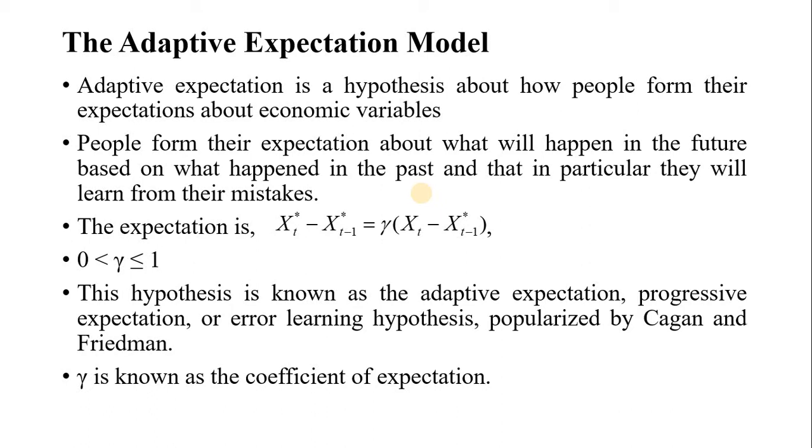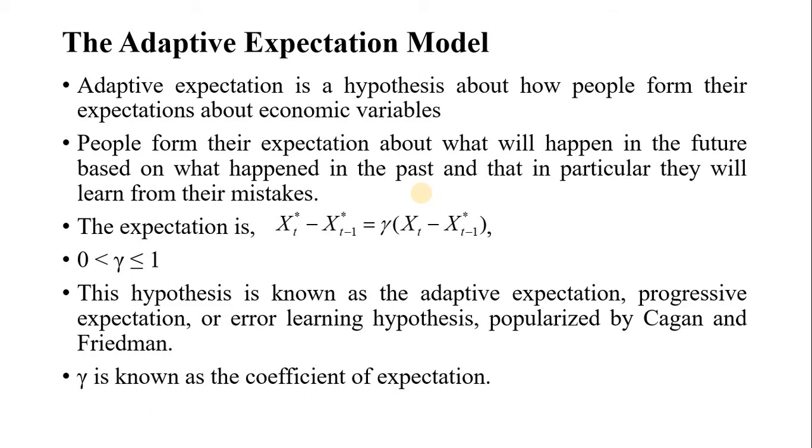We will come to this equation later. For the time being, this gamma coefficient is known as the coefficient of expectations. This coefficient of expectation will always lie between 0 and 1. This hypothesis was popularized by Cagan and Friedman, and it is popularly known as the adaptive expectation hypothesis, the progressive hypothesis, or the error learning hypothesis.